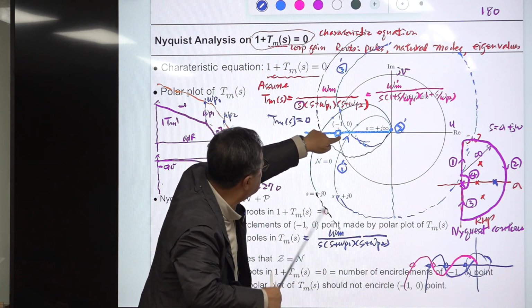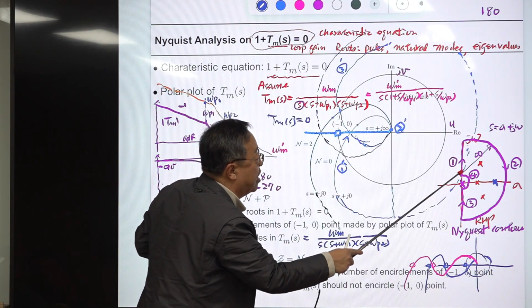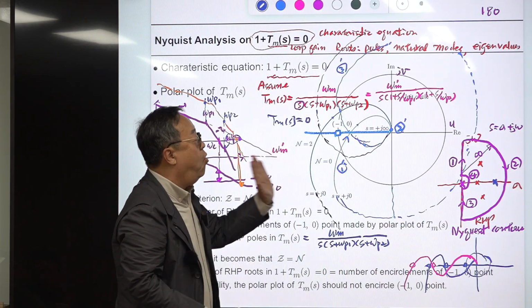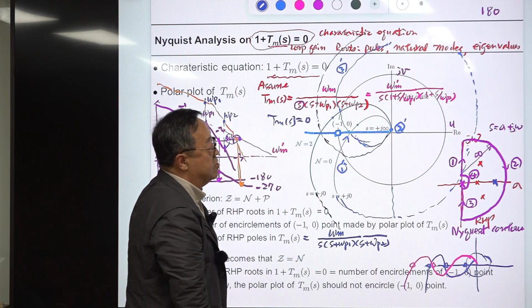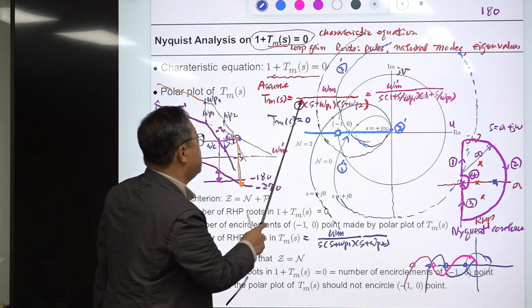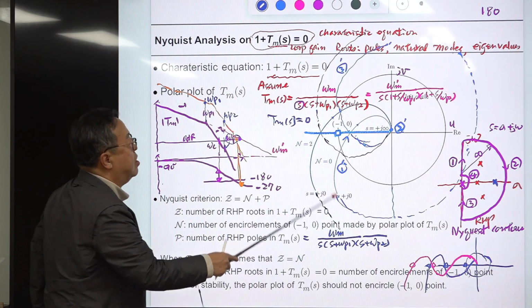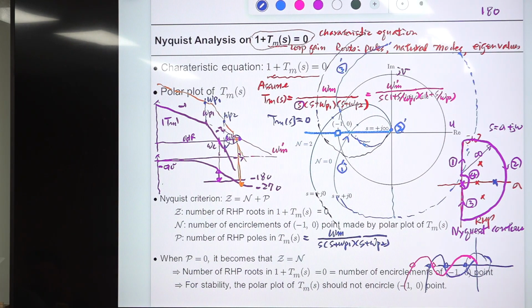Is 2 because it goes around and you should encircle this. Okay, because we are talking about the mapping of this Nyquist contour, which includes the whole RHP of the S plane. So this becomes infinity. All right. So don't worry about evaluating this part. This simplifies your job. Very trivial. Just concentrate on this part, then you judge the stability of the whole system. Okay, that is the Nyquist analysis on 1 plus Tm(s) equals 0.